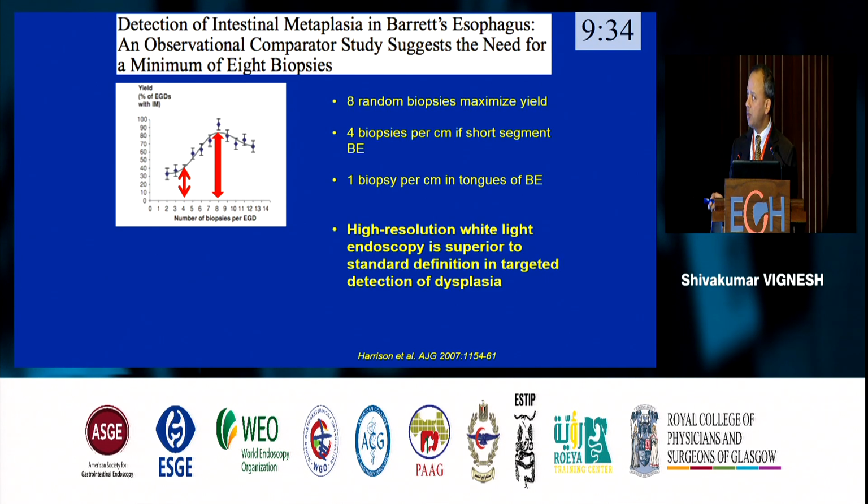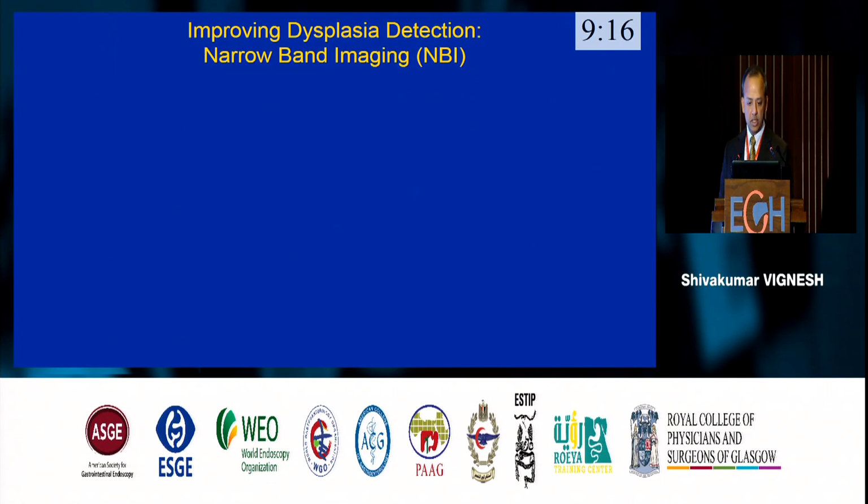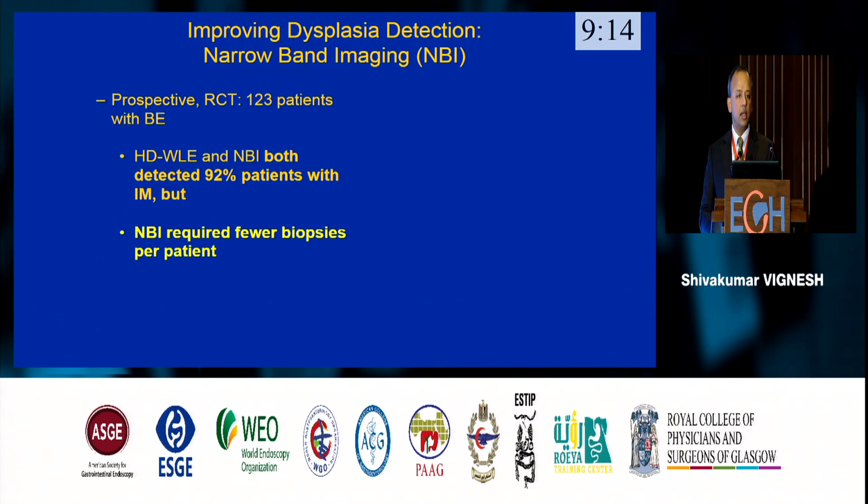And high-resolution white light endoscopy is a must, as it is superior to standard definition in detection of dysplasia. And it's also interesting to note that the time you spend inspecting the Barrett's correlates with the detection rate of high-grade dysplasia and adenocarcinoma. So spend time, use high-definition white light, and do 8 biopsies. What about narrowband imaging? There is a prospective randomized trial that compared high-definition white light and narrowband.